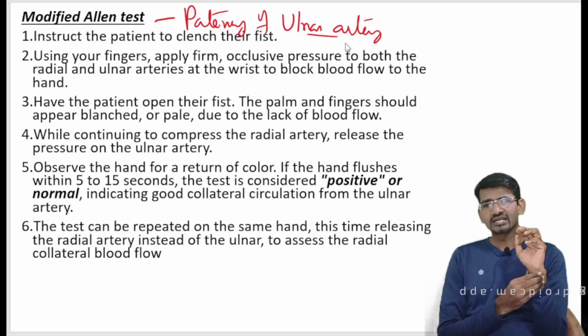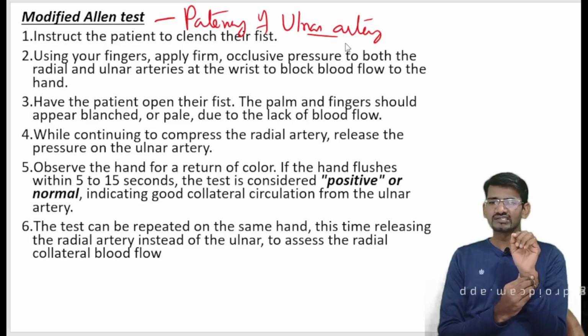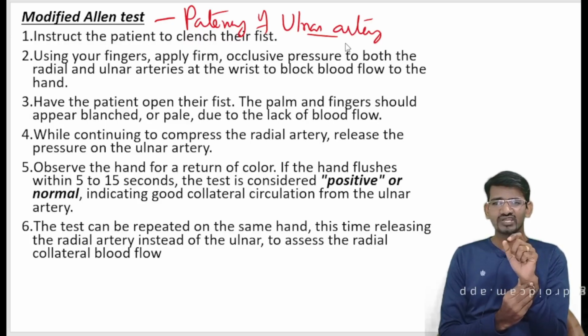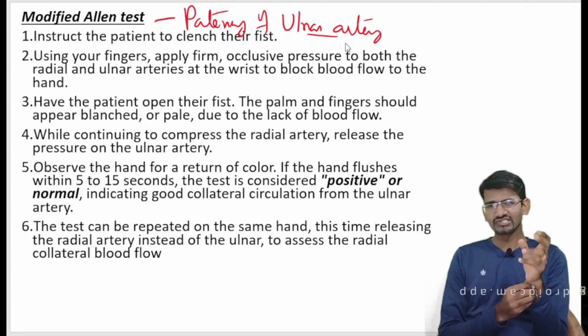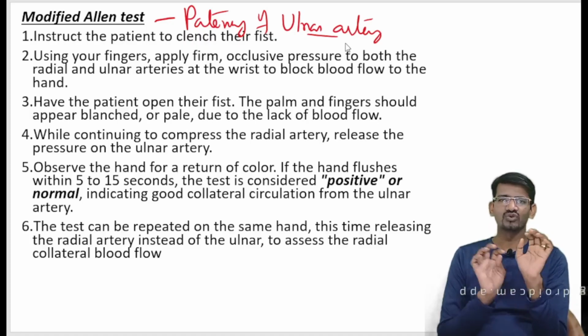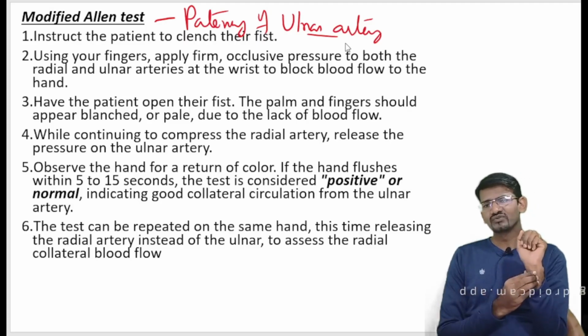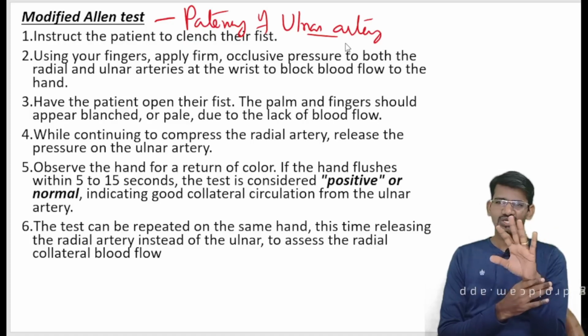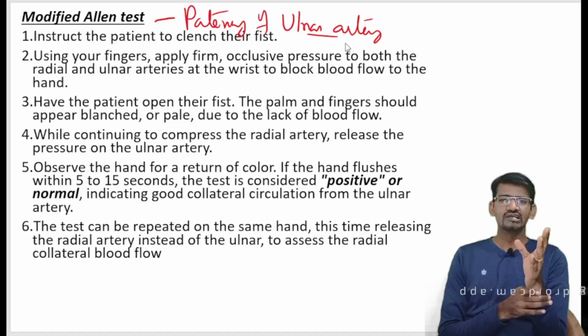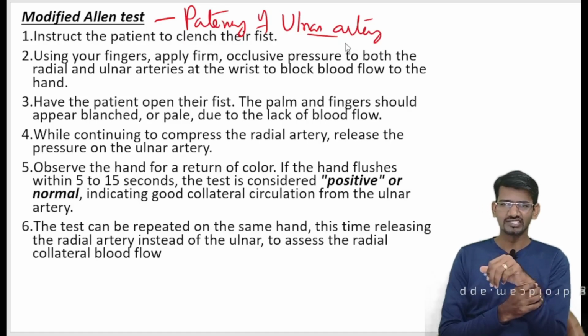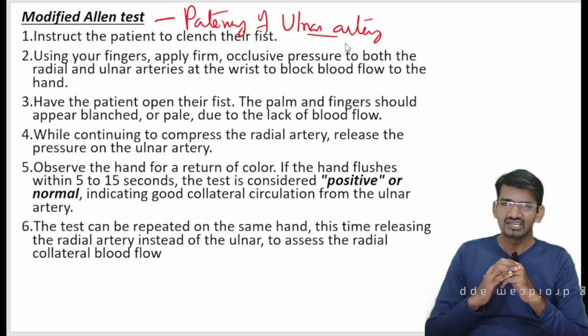To check that, we do the test called the Allen test, a modified Allen test. In the original Allen test, we check both hands together, but in the modified Allen test we check the patency of the ulnar artery in each hand. That is the difference between the original and the modified Allen test. So how is this modified Allen test done?